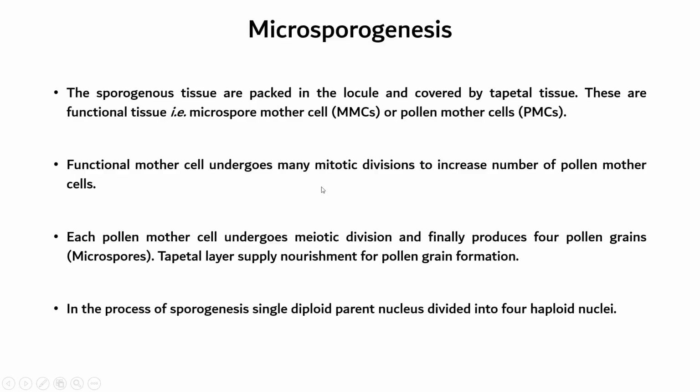Functional mother cells undergo many mitotic divisions first of all to increase the number of pollen mother cells or microspore mother cells. Each pollen mother cell undergoes meiotic divisions and finally produces four pollen grains in the form of a tetrad. The tapetal layer supplies nourishment for pollen grain formation. In the process of sporogenesis, a single diploid parent nucleus divides into four haploid nuclei.